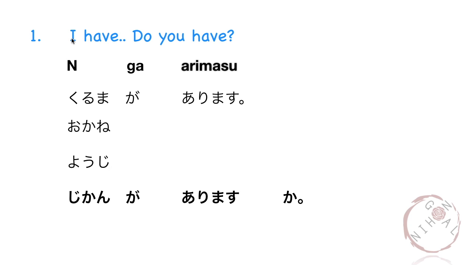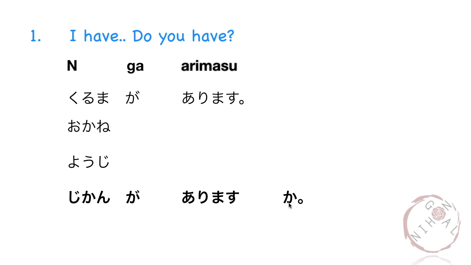Now let's review our lesson for today. First, we learned to say I have or to ask the question do you have by saying Nがあります. Example, 車があります. お金があります. 用事があります. To ask the question, 時間がありますか? We also learn to express I understand or to ask, do you understand? Nがわかります. For example, 日本語がわかります. 英語がわかります. 漢字がわかります. To ask the question, フランス語がわかりますか?